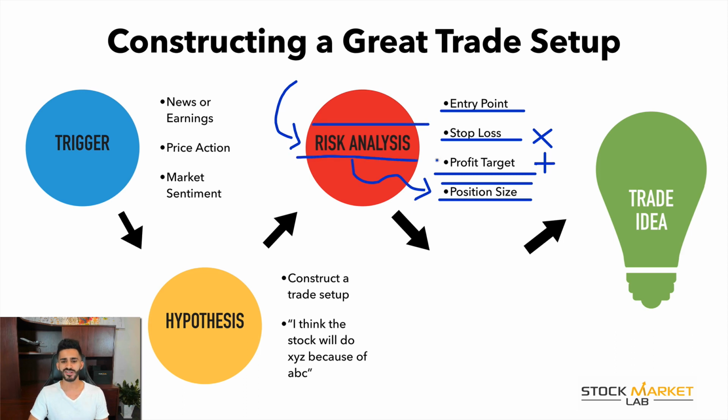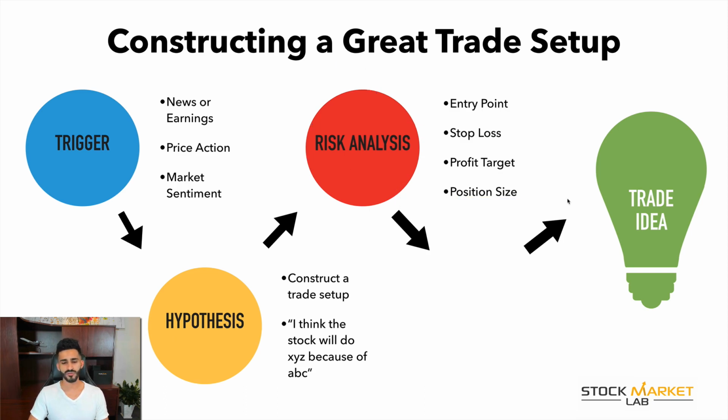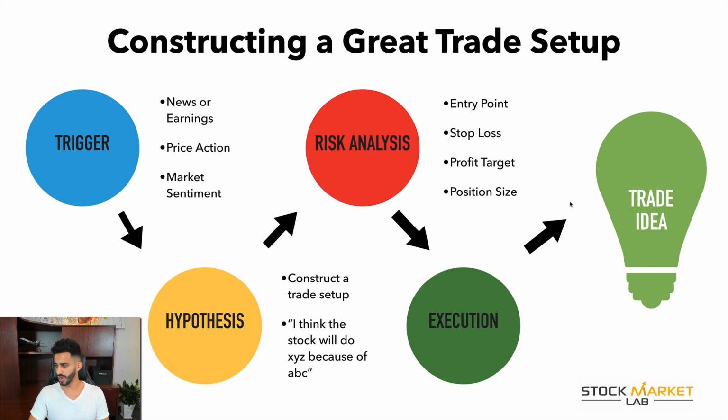So your risk analysis is the third step. After you do your risk management, after you have an entry point, a stop point, and a profit target, after you do your risk analysis and everything looks good, we then go to our final step, execution. We go and we execute the trade. We execute and we have an exit price, right?